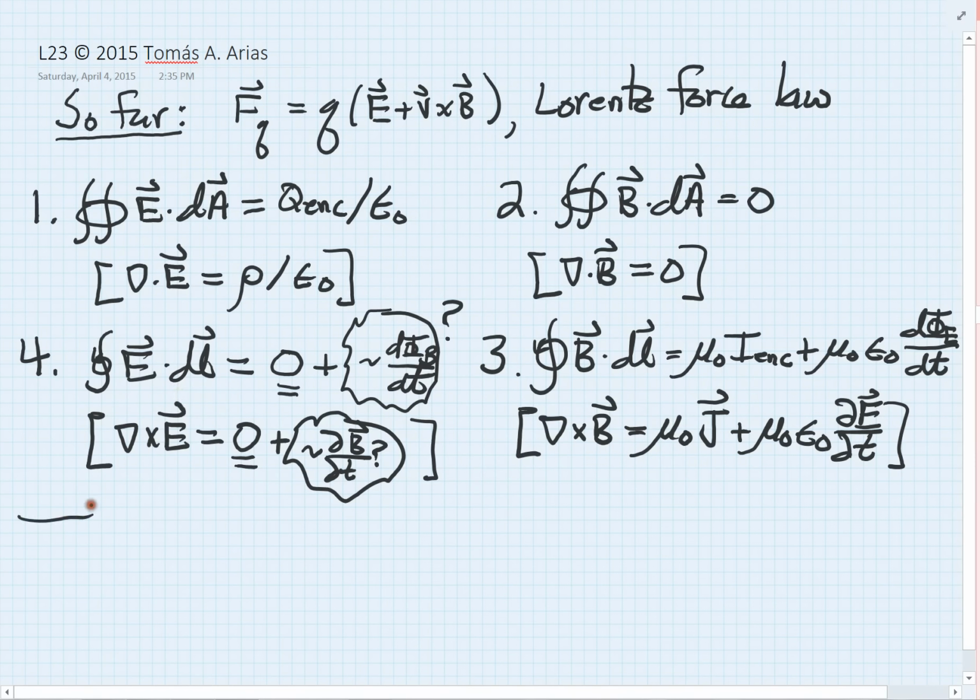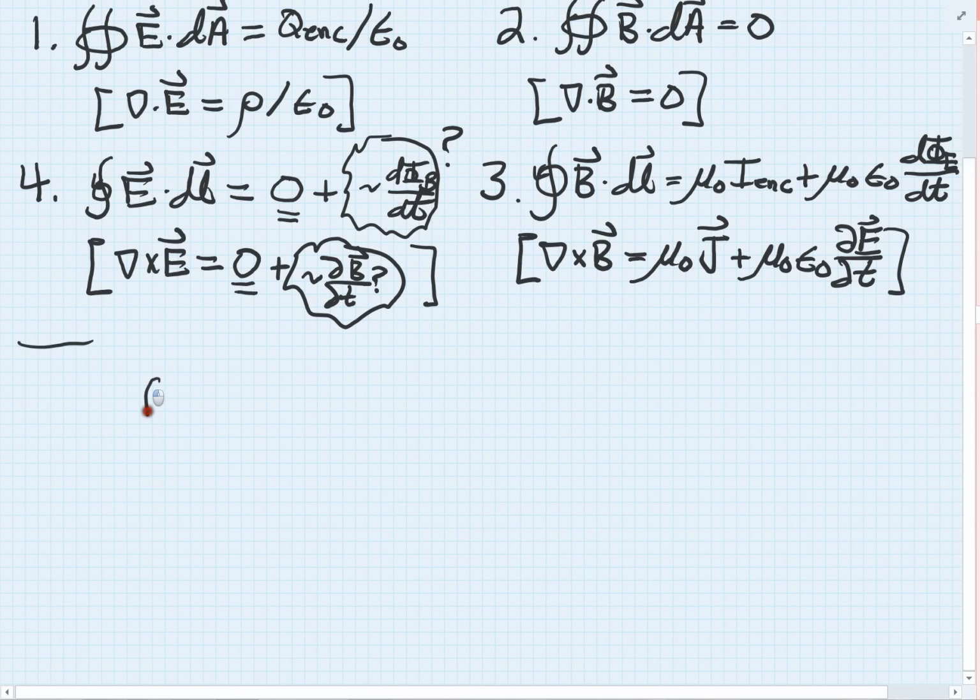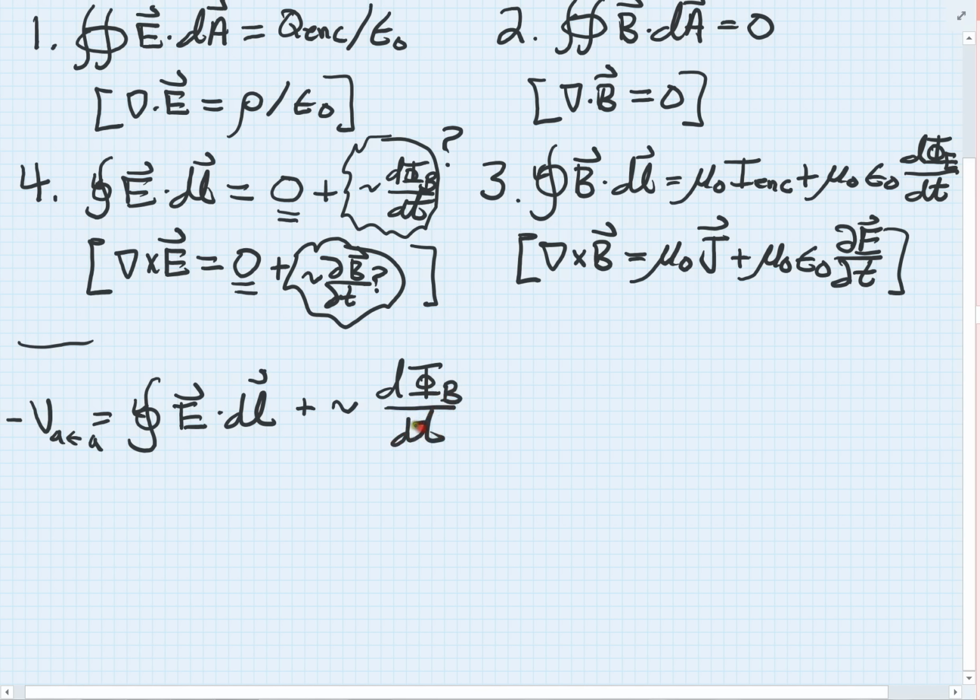It's suggesting to us that I can take a closed path integral around a full loop of the electric field, and we know what that equals. That would equal minus the voltage going from one point A back to itself. And rather than getting 0 now, this is saying we might actually be getting something that has some prefactor in front, but something related somehow to some time derivative of magnetic flux through that given loop.